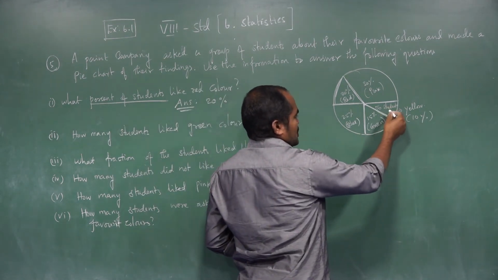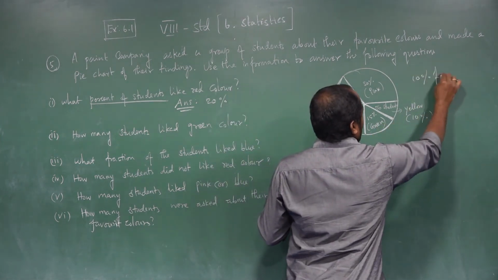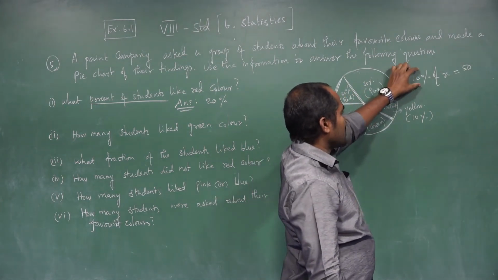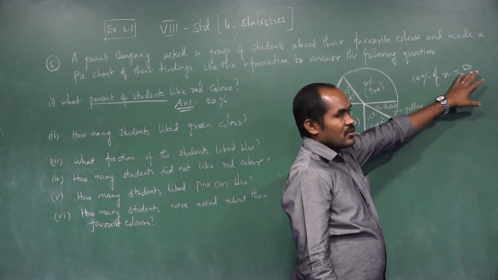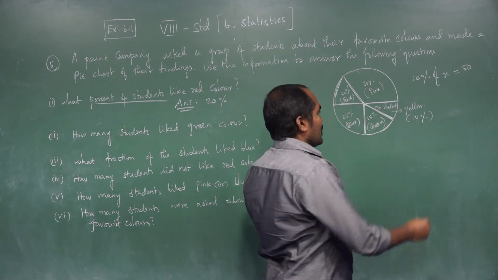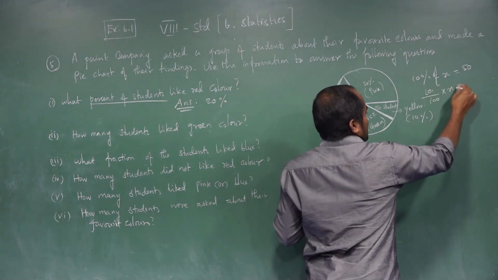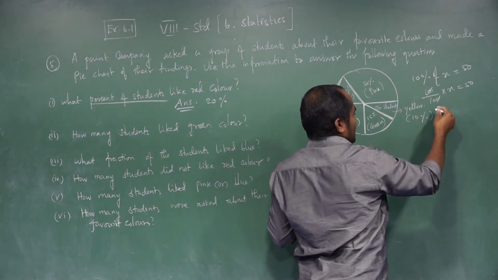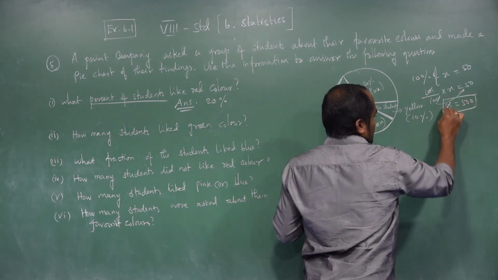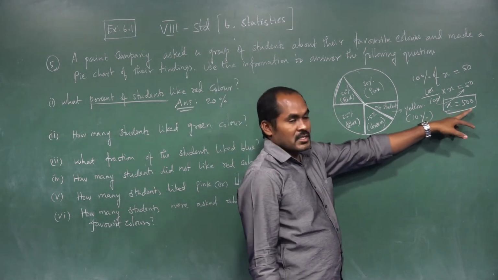10% of total students, that is 50 students, like yellow color. So 10 percent of x equals 50. That means 10 percent of the total number of students is equal to 50. 50 denotes the number of students whose favorite color is yellow. 10% means 10 by 100 into x is equal to 50. Zeros cancel. Send this 10 to the right side, we get x equal to 500. So the total number of students is 500.